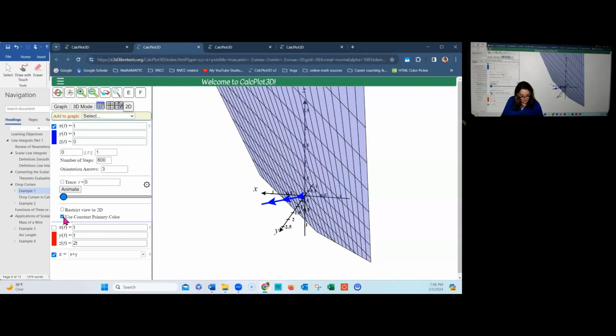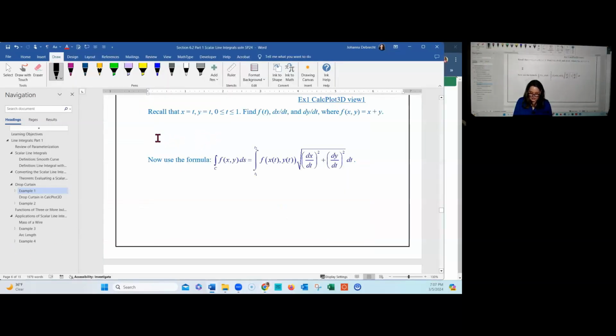The other thing you can do is click on use constant primary color and pick your color. Then in the box where it says orientation arrows, I chose 3. This is going to draw arrows from the smallest t value in the direction of the larger t value. This gives me the curve in the plane. And then I plotted the plane itself, x plus y, as z a function of x and y. That's all I have so far. Let's go ahead now and take a look at the next step in evaluating the scalar line integral.